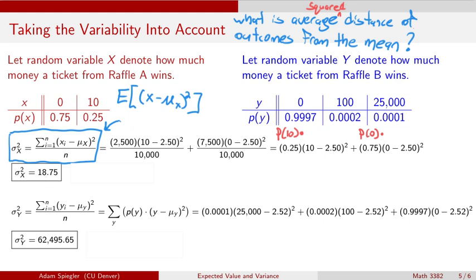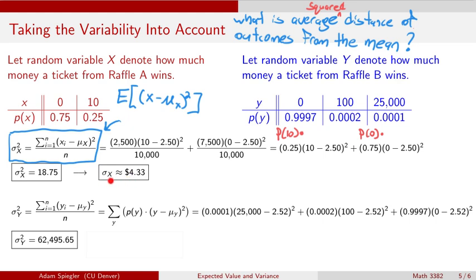And the units that we just calculated are squared. So this is not actually telling me dollars. The units that we're getting here are dollars squared. And so if we want to interpret these values, it's often nice to measure the variability in the same units as the random variable itself. So we can take the square root of this calculation to get the standard deviation, which in this case does have the same units of dollars.